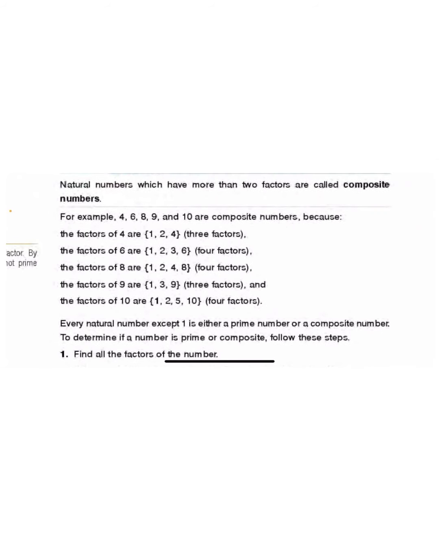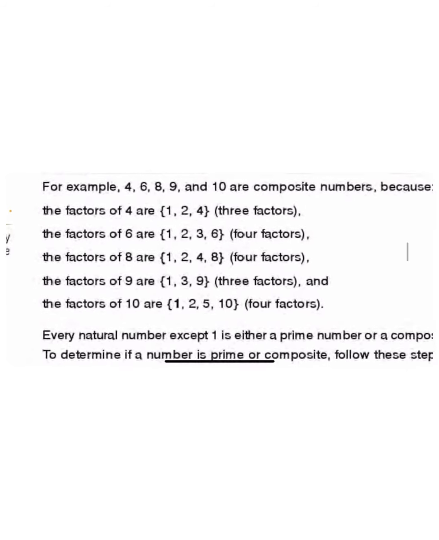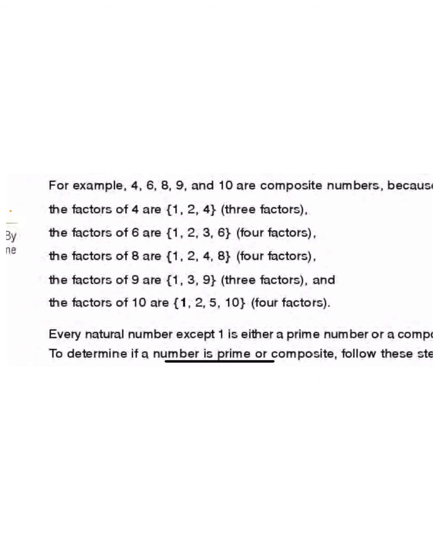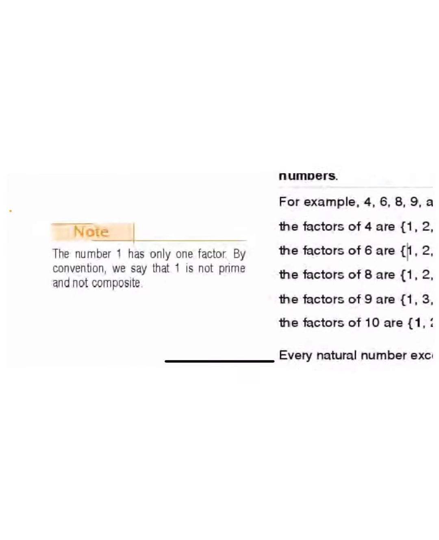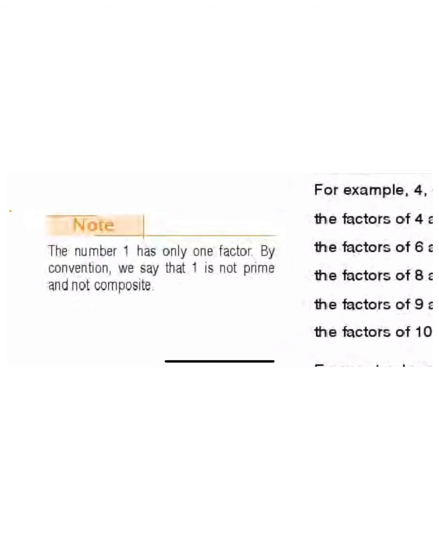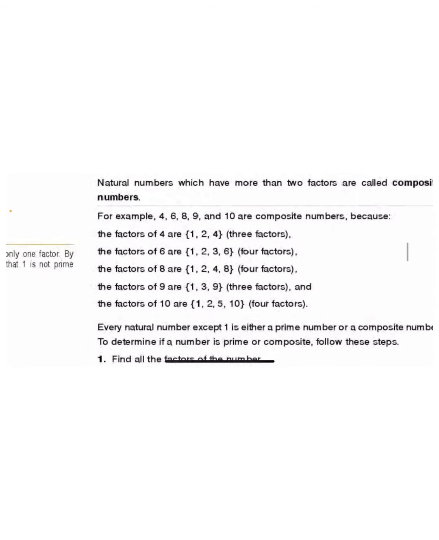For example, the simple ones, 4, 6, 8, 9, 10. For example, 9 has three factors, 1, 3, and 9. The factors of 10 are 1, 2, 5, 10. It has four factors. A little reminder here, the number 1 has only one factor. By convention, we say that 1 is not a prime number and also not a composite number.